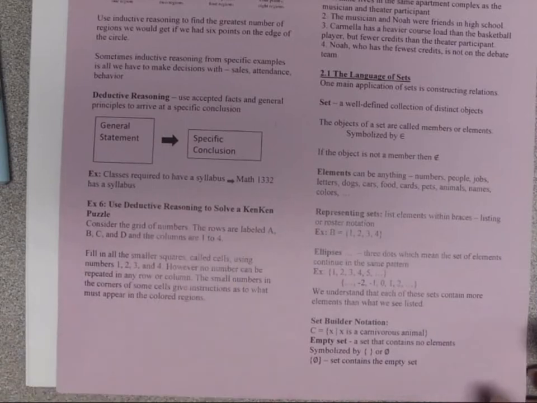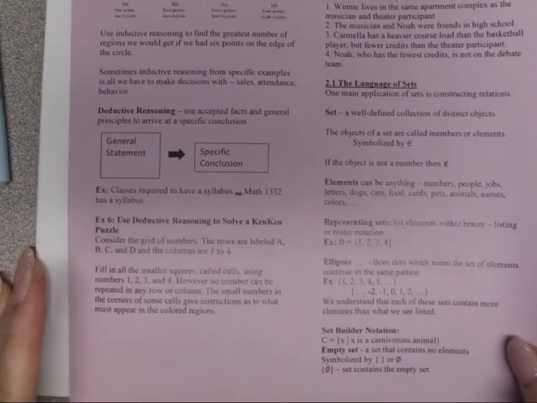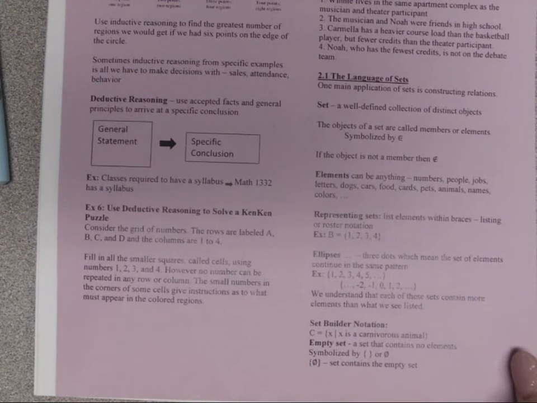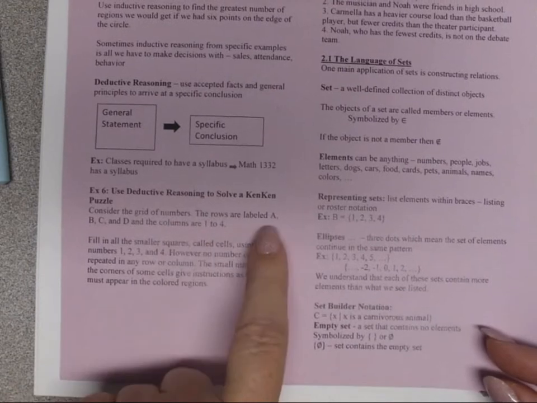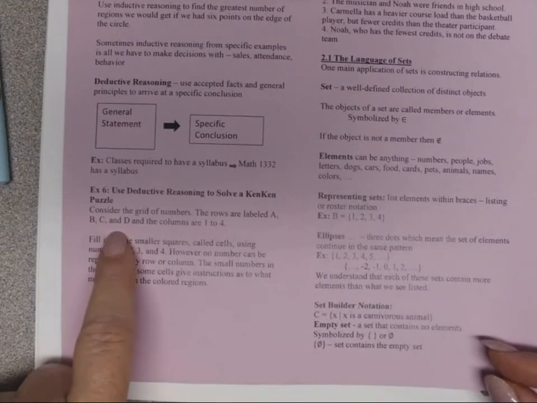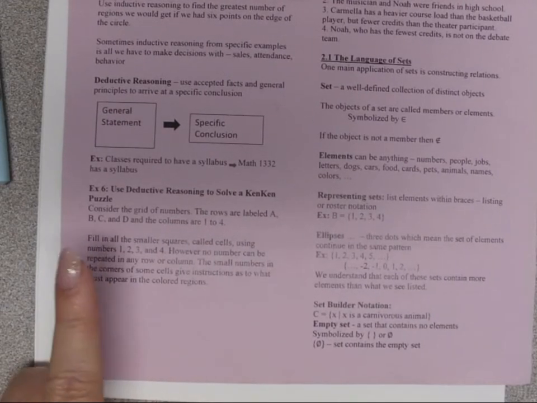So we're going to solve a KenKen puzzle. Now, I had never done KenKen puzzles until I started teaching this class, and they're actually kind of cool. So consider the grid of numbers. The rows are going to be labeled A through D. We're doing a 4 by 4.